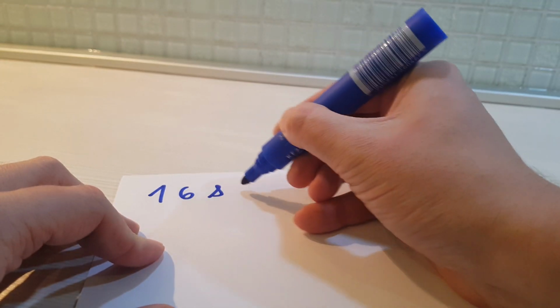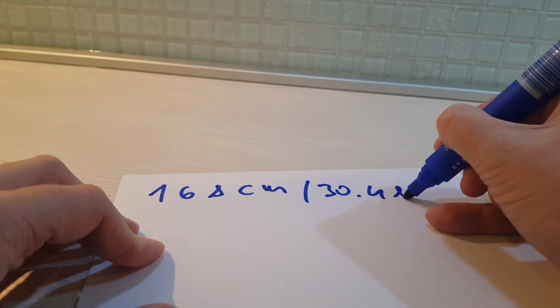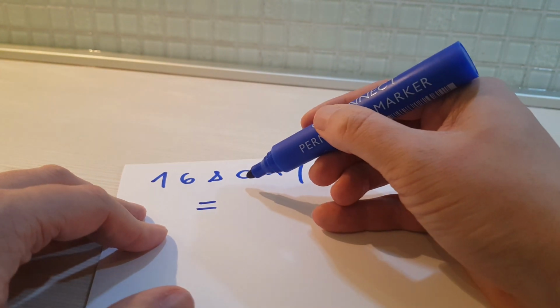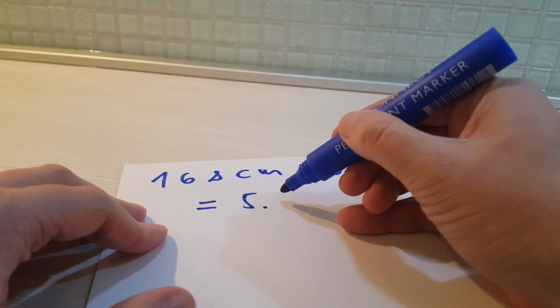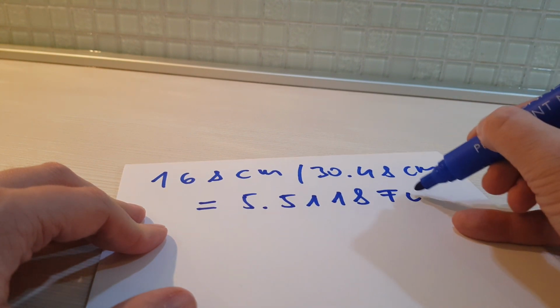We divide 168 centimeters by 30.48 centimeters, and the result is 5.5118 feet.